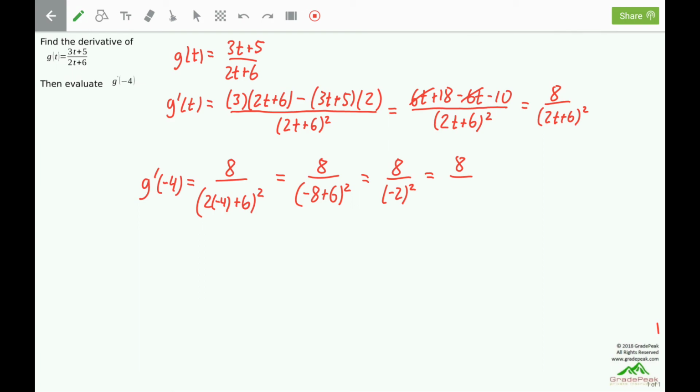Negative 2 squared is negative 2 times negative 2, which is a positive 4. 8 over 4, 4 divides into 8, 2 times, we end up with 2.